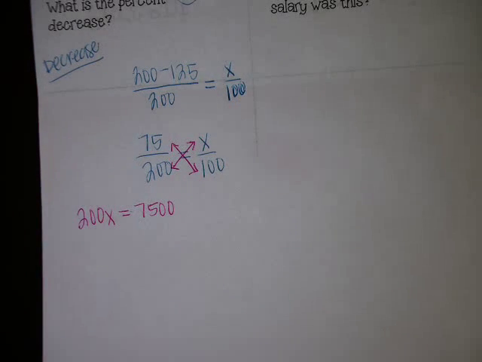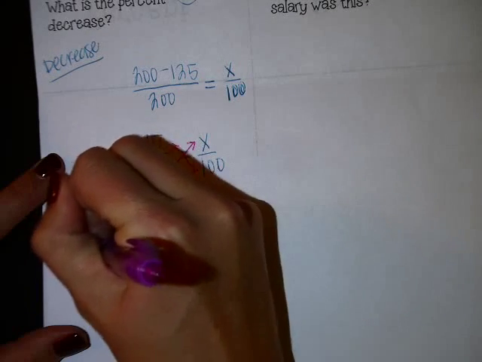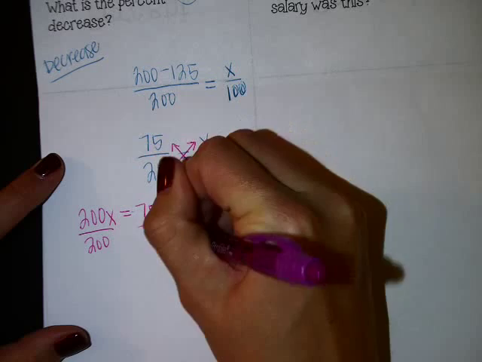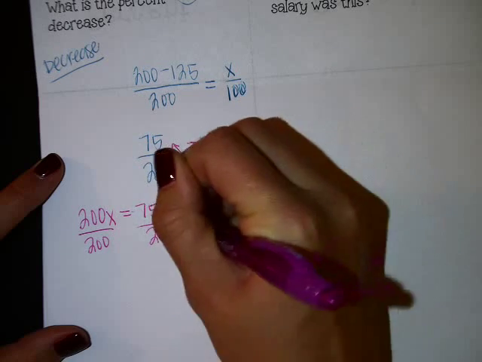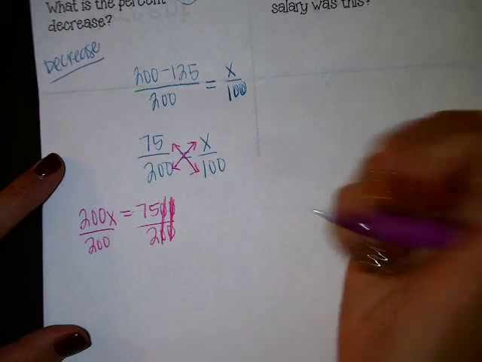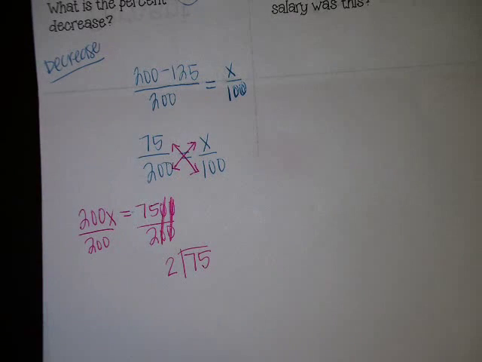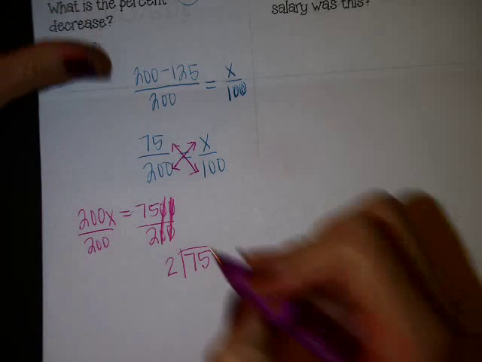Okay? And then to get x alone, we divide by 200. Okay? I can cancel these zeros. 0 here is 0 there. 0 here is 0 there. So now I'm doing 75 divided by 2. Again, you need to get in the habit of using your long division for everything. Until we get good at division, you need to be doing it this way.